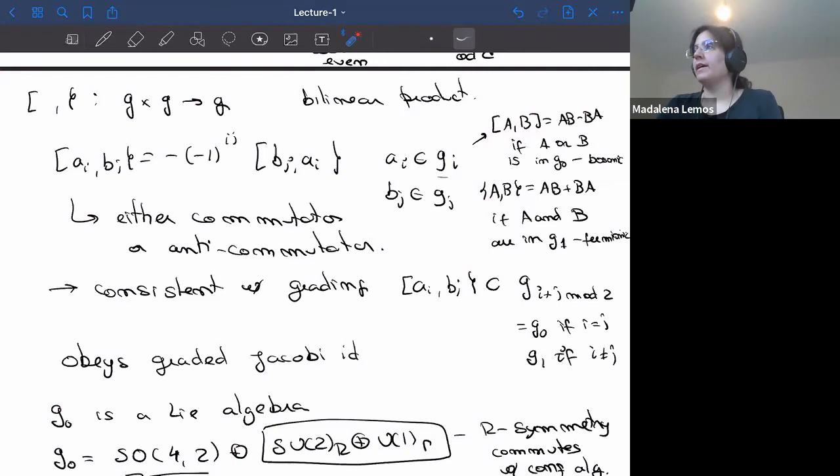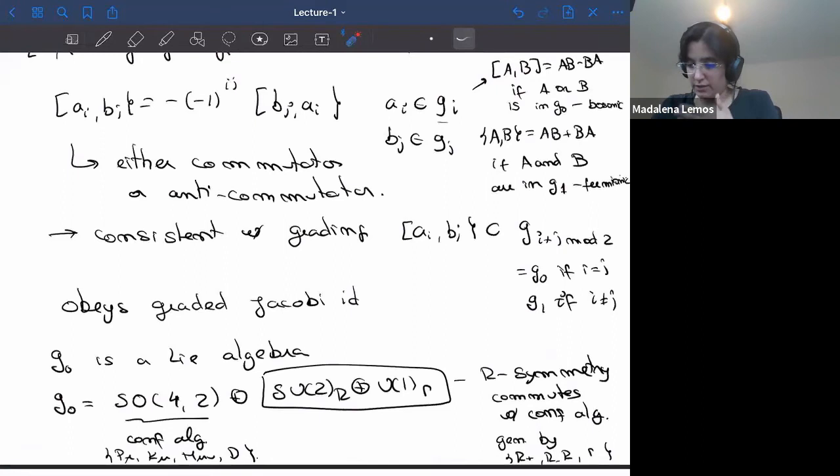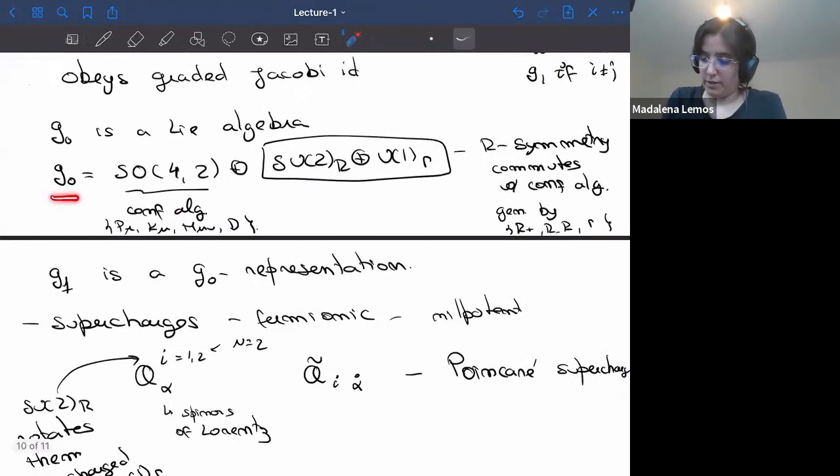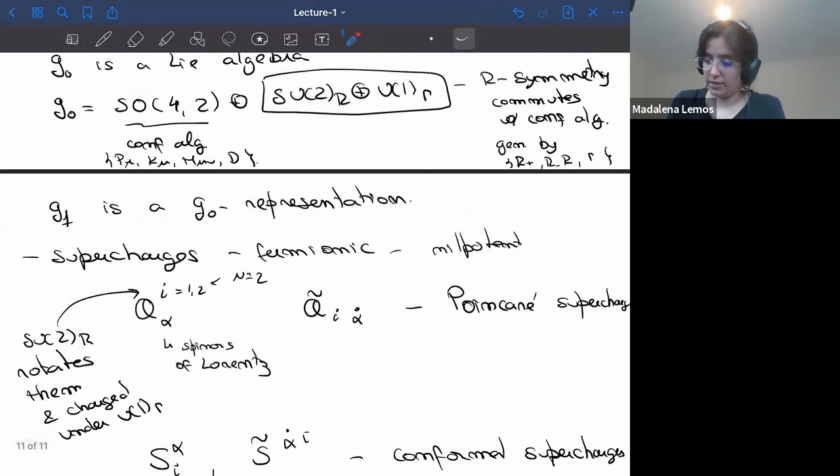And so then the superalgebra that I want to study is this one. This is the one for four-dimensional N equals two superconformal field theories. And the bosonic piece is just the conformal algebra. And then there's something else that is called an R symmetry that was a question about. So the R symmetry is a bosonic symmetry. It's just an SU2R and U1R. And its significance comes from the fact that the supercharges are charged under it. So they are doublets of SU2R and they are charged under the U1R.